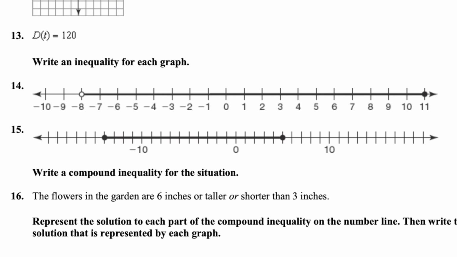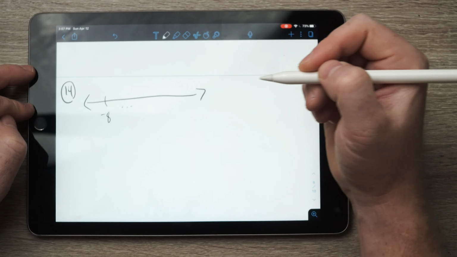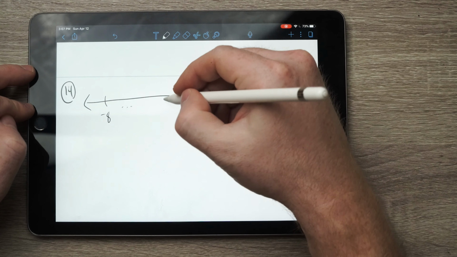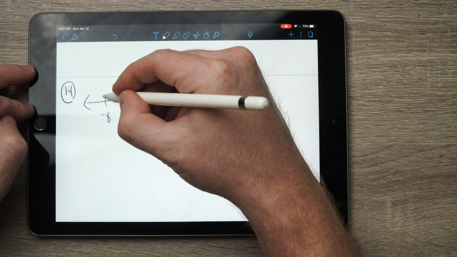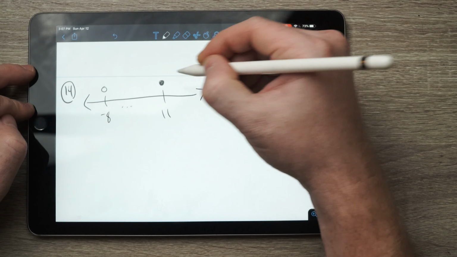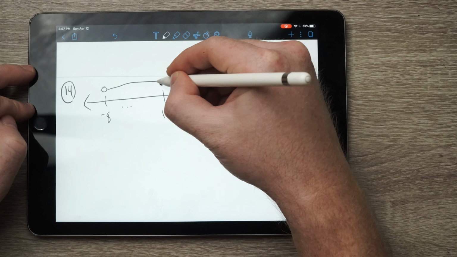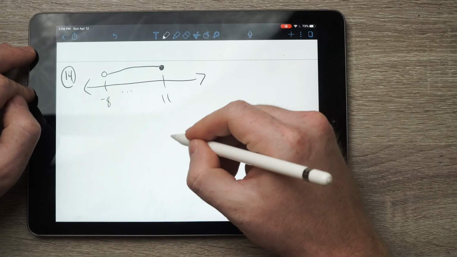Moving on to number 14, we're asked to write an inequality for each of the graphs. So if we just do a quick sketch here, and I'm just going to draw some dots to imply numbers in between, and it ends at positive 11. It is an open circle over negative 8, closed over 11, and it has a line connecting the two. That means that our value, whatever it is, we'll call it x, must lie between 11 and negative 8.